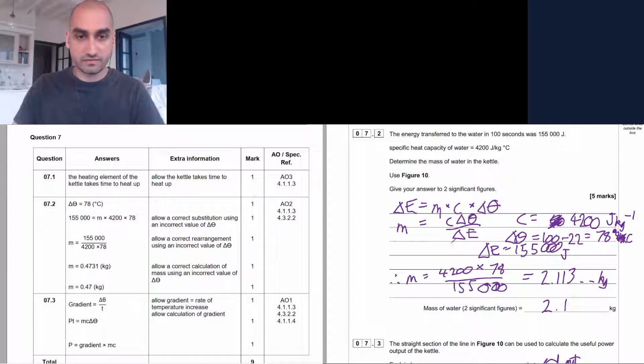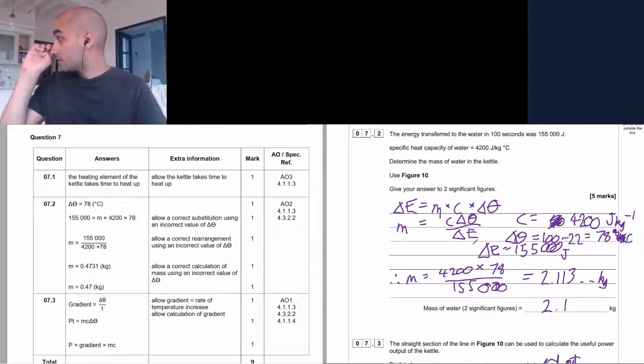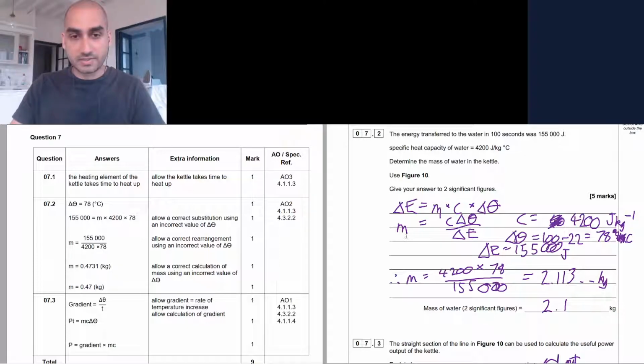M equals 155,000. I got this upside down. 2 kilograms is quite a lot, isn't it? Damn it. So I basically got that upside down, so everything else was correct if I followed through. So 4 marks.